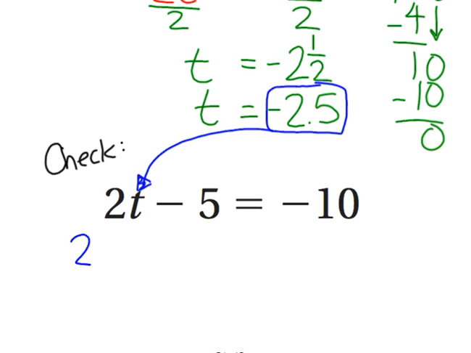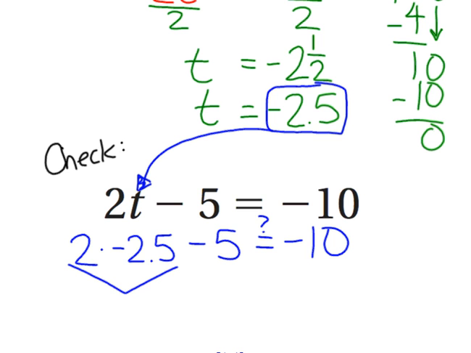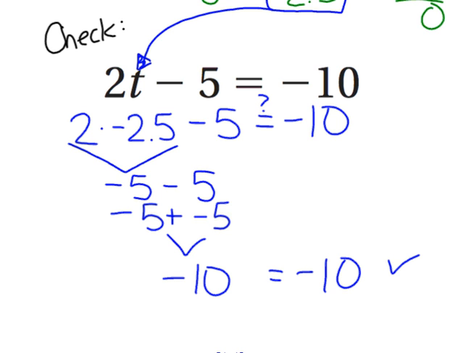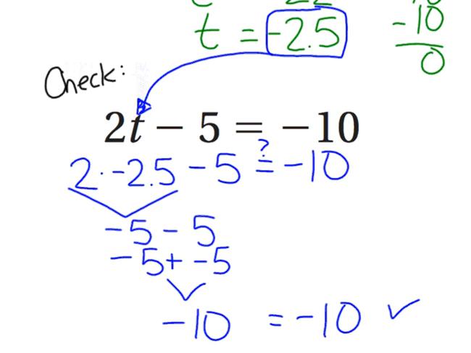So we're going to multiply 2 times negative 2.5, and then we're going to subtract 5, and we need to make sure that that actually does equal negative 10. So 2 times negative 2.5 is negative 5. And then negative 5 minus 5, remember that's the same as negative 5 plus negative 5. And when I add those together, I do in fact get negative 10. And so I showed that I have the same thing on both sides, so I know my answer that I had back up here of negative 2.5 is correct.